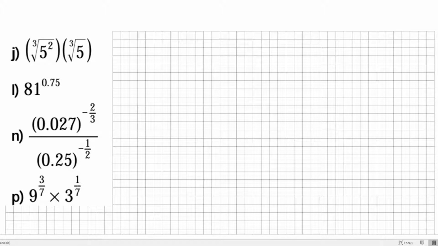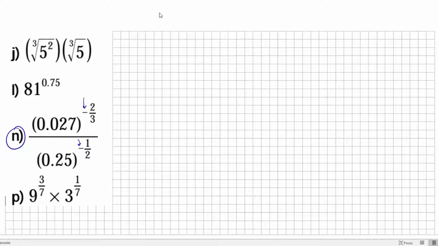In question N, we have 0.027 to the negative 2 over 3 divided by 0.25 to the negative 1/2. Okay, so what you might see is that this right here has a negative and this right here has a negative, so I can just basically flip the fraction.